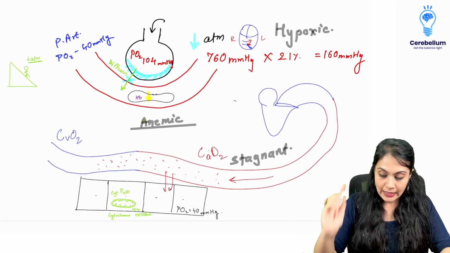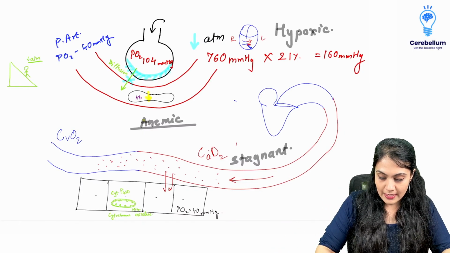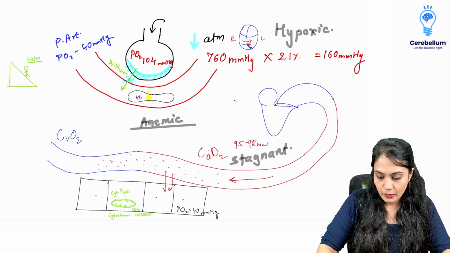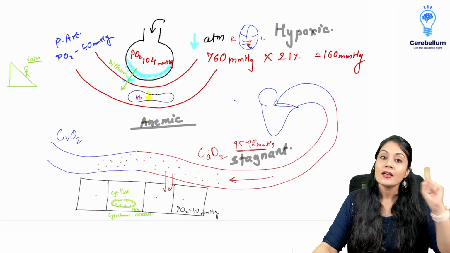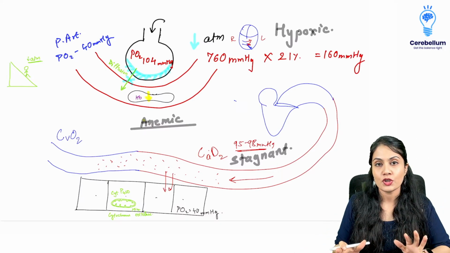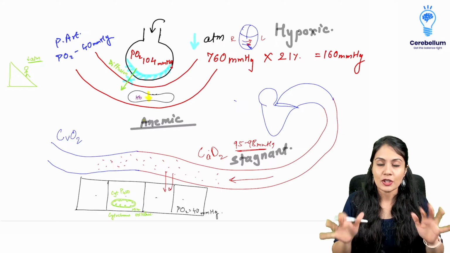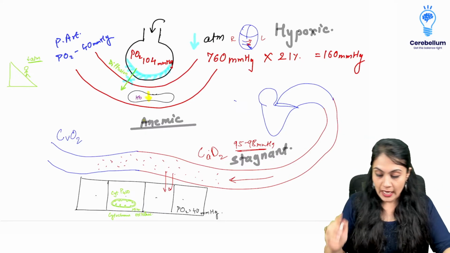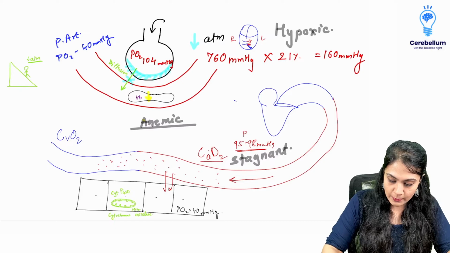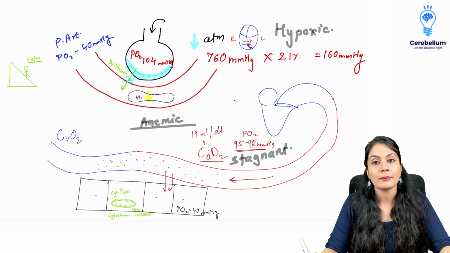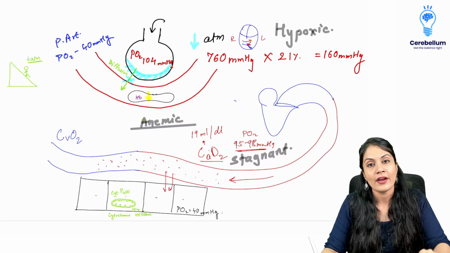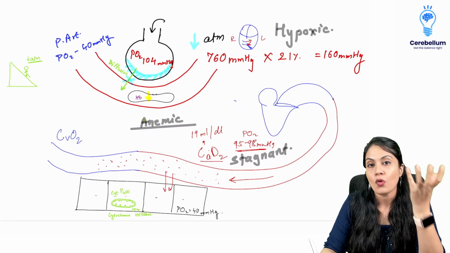So now what will happen? Even if I say that over here it is, let's say, 100 mmHg, well, not 100, let's say 95 to 98 mmHg of partial pressure of oxygen, and the venous side usually has 40 mmHg, but it is going to decrease. The partial pressure won't decrease, the content will. If I ask you how much is the CaO2, usually it is 19 ml per deciliter. That means per 100 ml of blood, I'm going to have 19 ml of oxygen content.